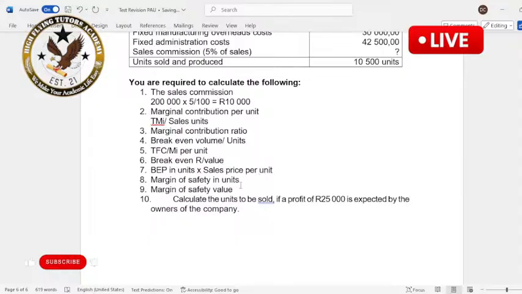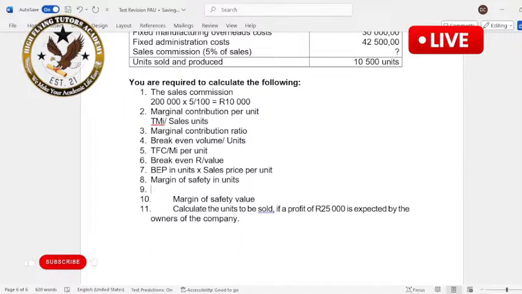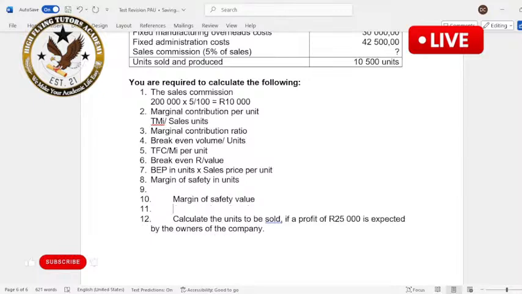All right, margin of safety. Margin of safety, you're gonna say what? Sales units, you minus what? Those who know the formula, put it on the chat there. Me, I'm tired. Margin of safety in units is going to be what? Sales less, sales less what? And then margin of safety in rand value as well. These are simple stuff that I want you to put. Maybe I can tell you which one.